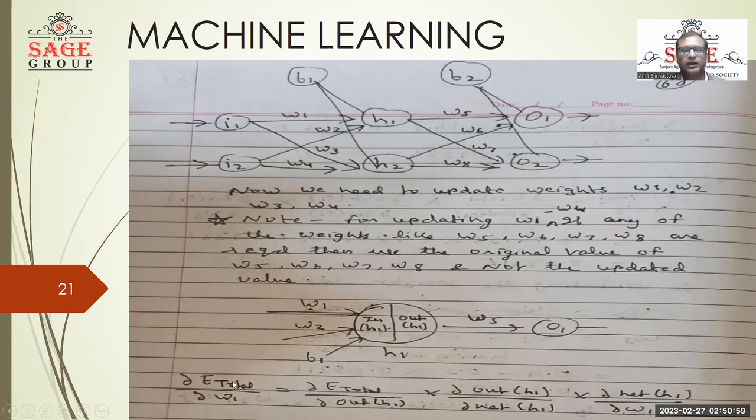Now, del E total, the total error, upon del W1, because the formula for updating the weight W1 will be W1 equal to W1 minus alpha into del E total upon del W1. So we need to calculate this term del E total upon del W1. Now del E total, the total error with respect to W1, cannot be computed directly, so we again need to apply the chain rule. We can do it like this: del E total upon del out H1 into del out H1 upon del in H1 into del in H1 upon del W1, right?